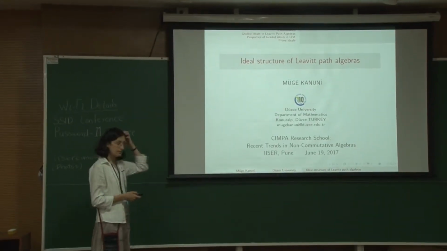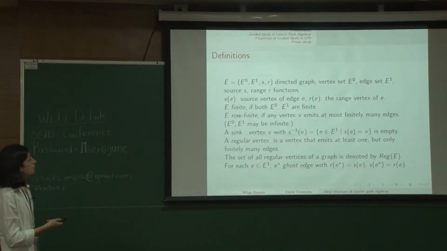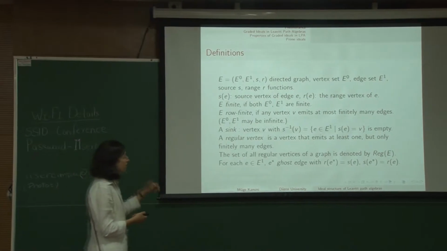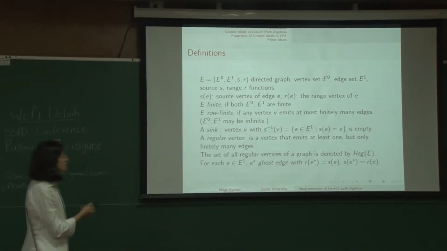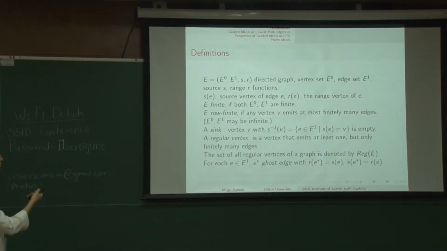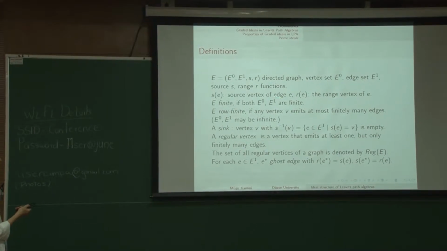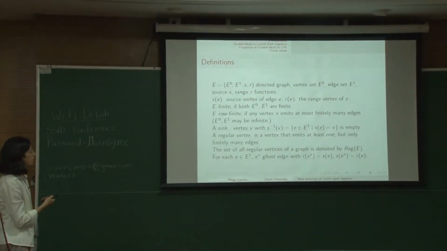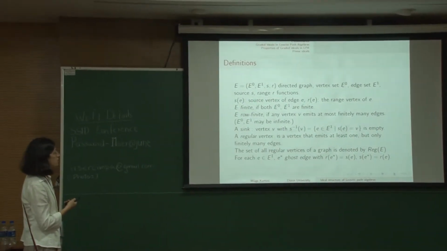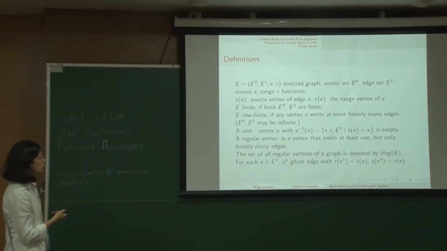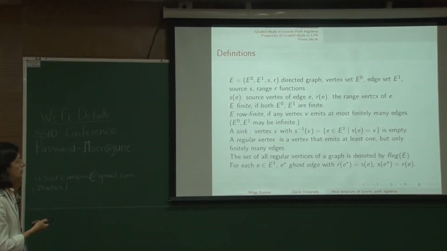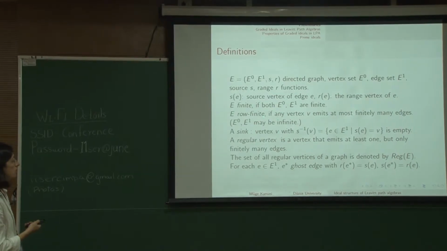Talking about the ideal structure of Leavitt path algebras today. So I'll start by giving the basics again, just a reminder of what Professor Armstrong has already mentioned. We start with the directed graph E, with E^0 the vertex set, E^1 the edge set, and r and s the range and source functions. s(e) denotes the source vertex of the edge, and r(e) denotes the range vertex.